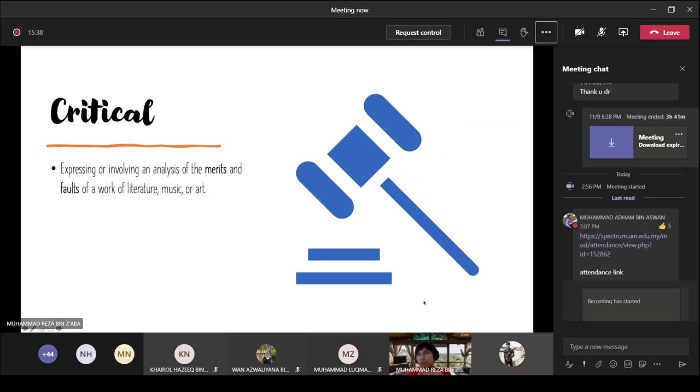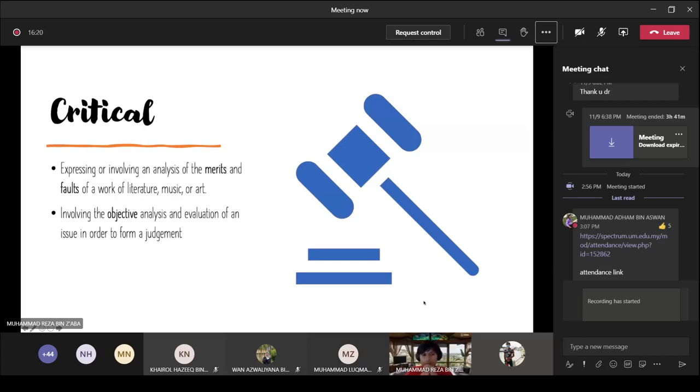So what about critical? Again, according to the Oxford Dictionary, expressing or involving an analysis of the merits and faults of a work of literature, music, or art. So the merits and the faults, so the pros and cons, so what are the advantages versus the disadvantages of a certain work. And the definition also involves the objective analysis and evaluation of an issue in order to form a judgment.